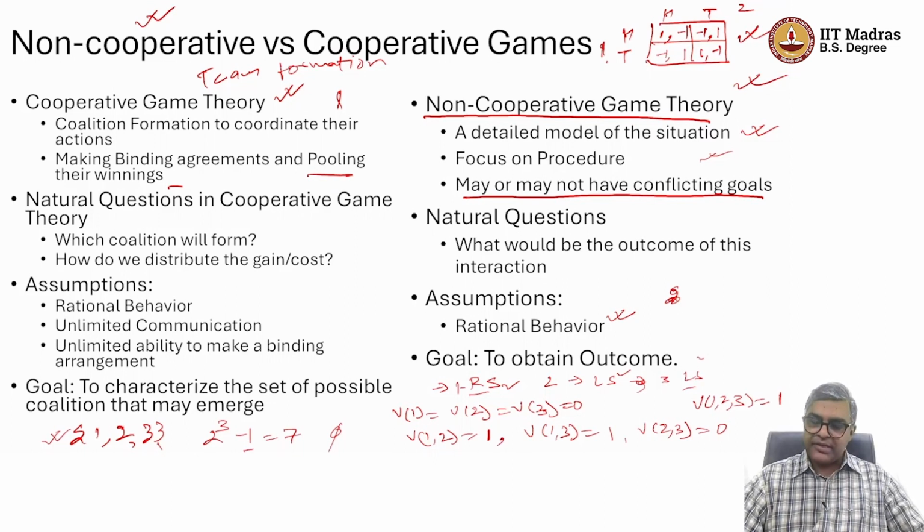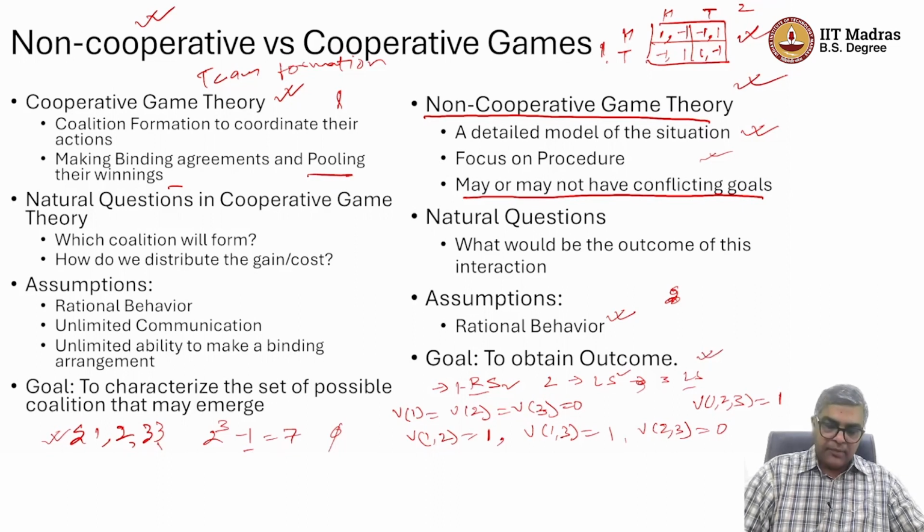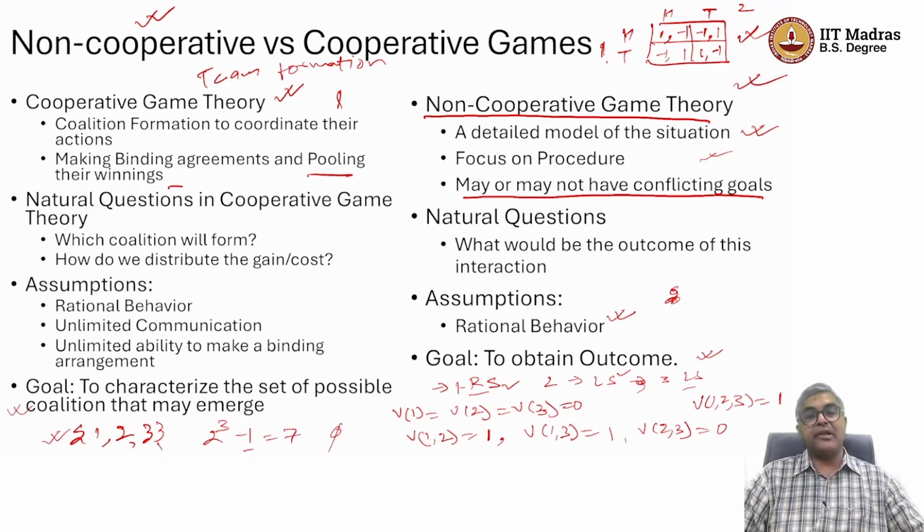And the last one: here the goal is to obtain the outcome, and the goal in cooperative game theory is to characterize the set of possible coalitions that can emerge. Here of course 1, 2 could emerge, 1, 3 could emerge. 1, 2, 3 will have difficulty because 3 is not bringing anything to the table. This is very simple, you don't need game theory, but very simply one can say either the coalition of 1 and 2 or the coalition of 1 and 3 would emerge. So that's the way they differ in their characteristics.